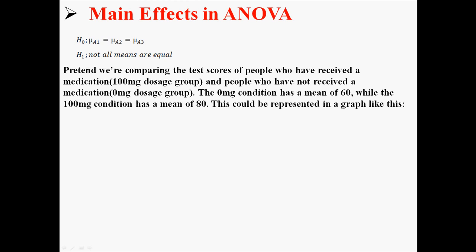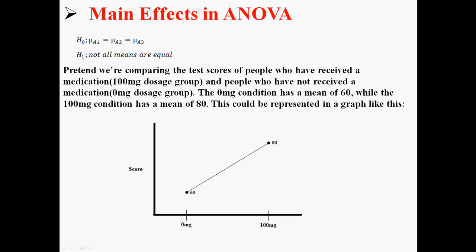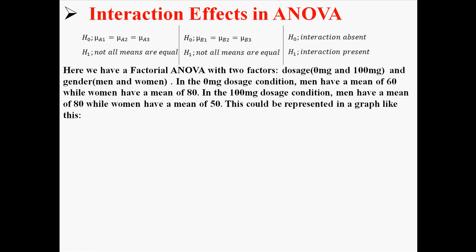First of all, main effects. Pretend we're comparing the test scores of people who have received a medication in the 100 milligram dosage group, and people who have not received the medication in the 0 milligram dosage group. The 0 milligram condition has a mean of 60, while the 100 milligram condition has a mean of 80. This could be represented in a graph like this. This would be a main effect. The first group has a mean of 60, and the second group has a mean of 80. This is how you could draw it in a graph. And I'm doing it like this because it's a little bit more meaningful. It's a more meaningful way of showing an interaction in ANOVA.